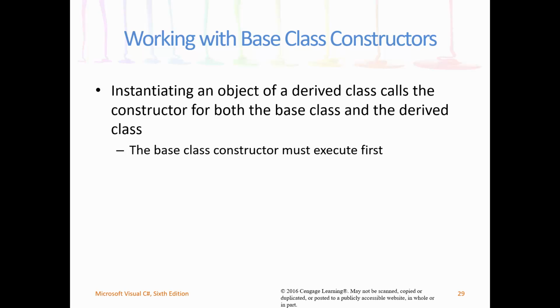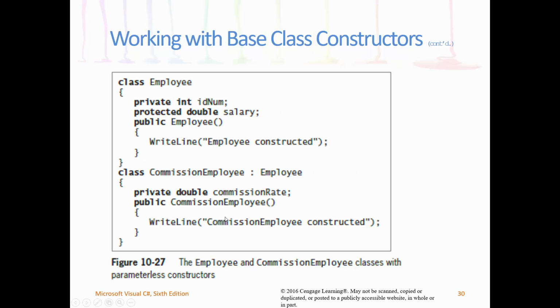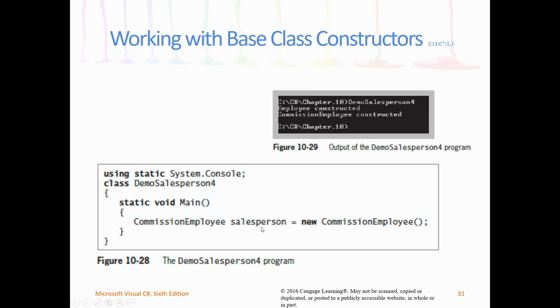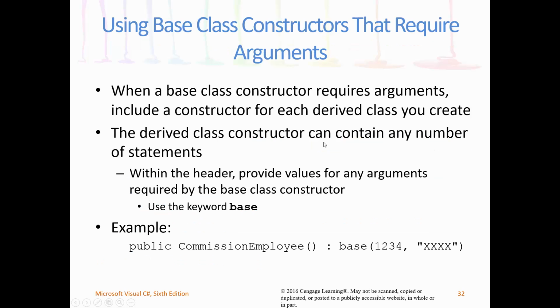Instantiating an object of a derived class calls the constructor for the base class and for the derived class. The base class constructor must execute first. So again, if we create a commission employee and we call its constructor, before that can be called and done, this must be called. So when we write this, what should happen when we create a commission employee is it should first say Employee constructed and then CommissionEmployee constructed. And there it is. And that's the way it works in virtually every type of programming language.